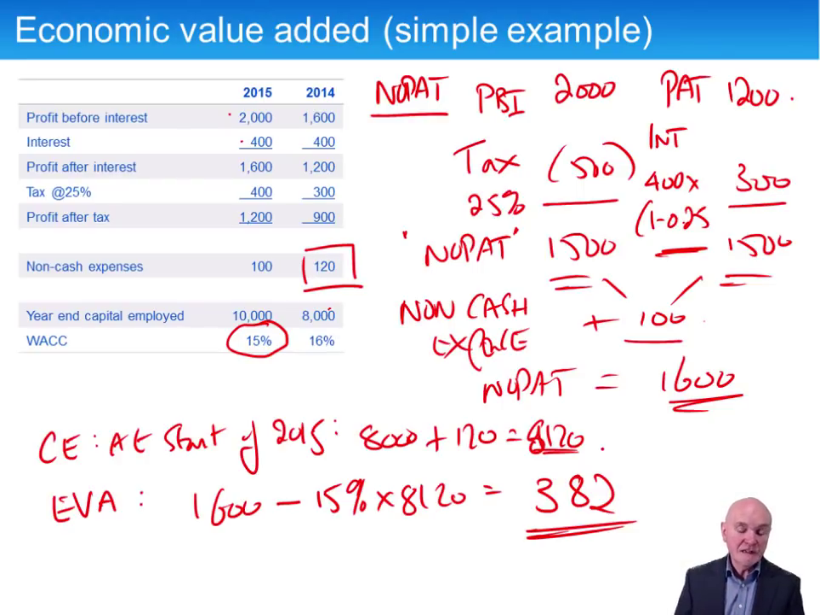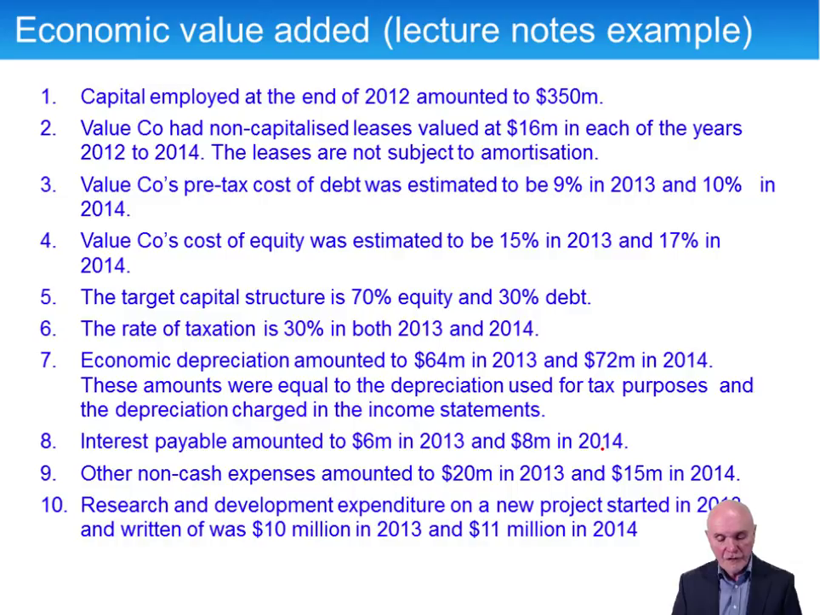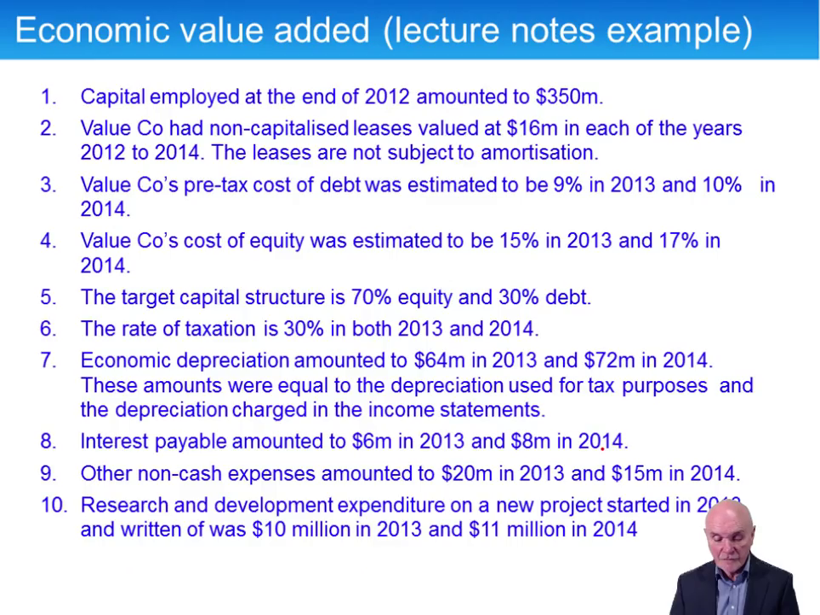Let's look at a fairly comprehensive example, and you're actually unlikely to get anything more complicated than this example in your exam. And this is the example which is in your study notes. So we'll go through this really quite carefully. So we have the income statement, we have the balance sheets, okay? And then there's a great list of notes here. And this time we want to work out the economic value added for both 2013 and 2014. And we can probably do that because we have capital employed at the end of 2012, which will be the capital employed at the beginning of 2013.